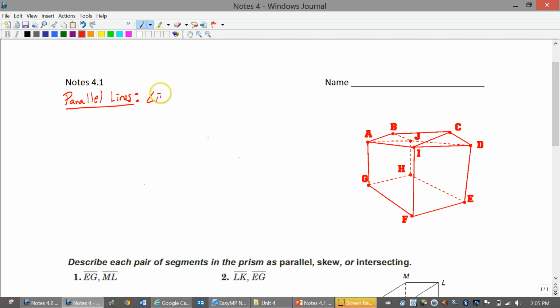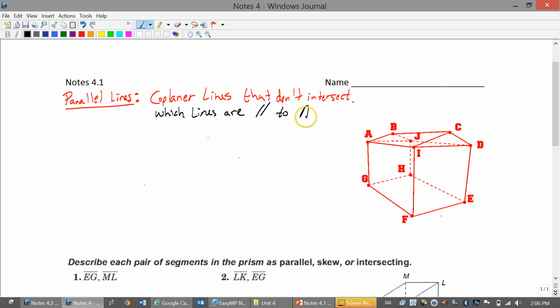Specifically, we say coplanar lines. Coplanar lines in the same plane that don't intersect. Okay, coplanar lines that don't intersect. So the question would be, which lines in the picture at the right are parallel, by the way, that's the sign for parallel, are parallel to line AG?